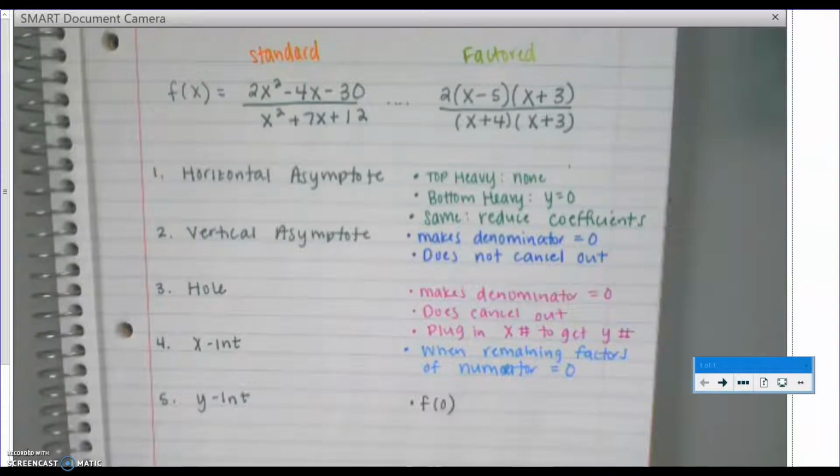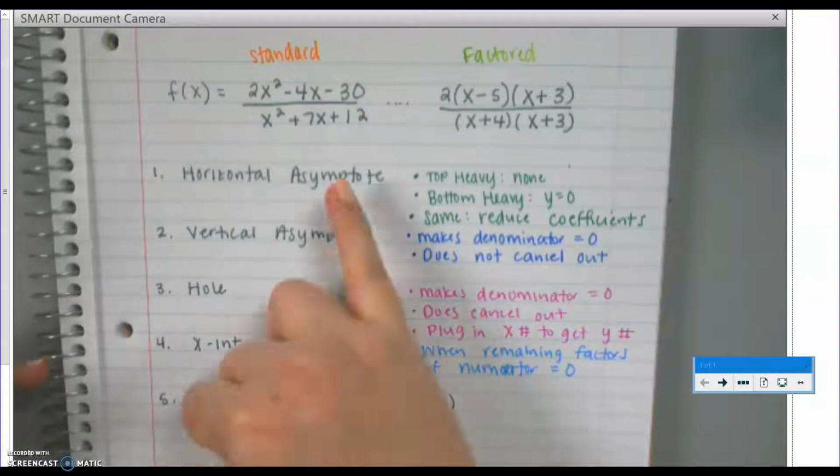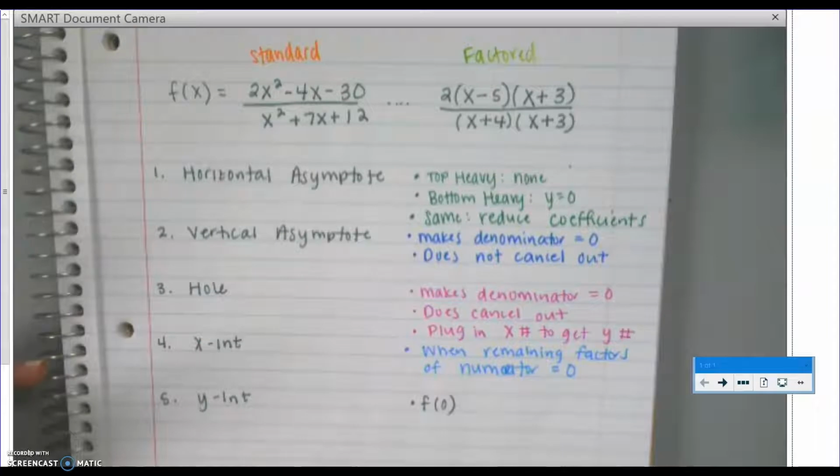I also can guarantee you that if you looked up any one of these things on YouTube with the words rational function next to it, a bunch of videos would pop up. This is a really common topic.